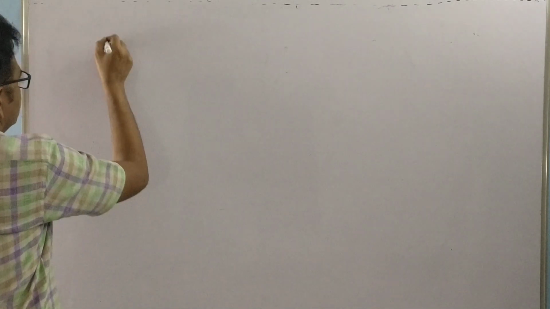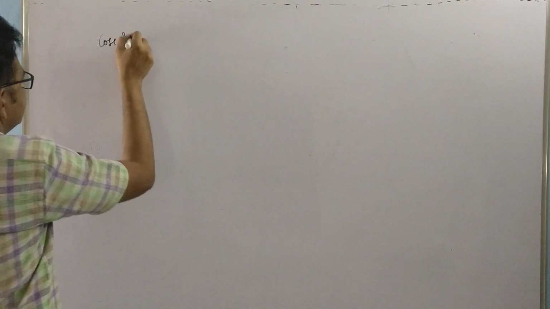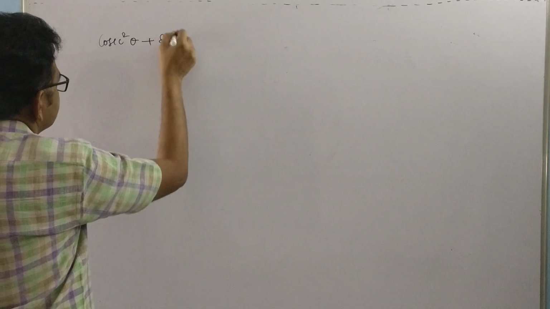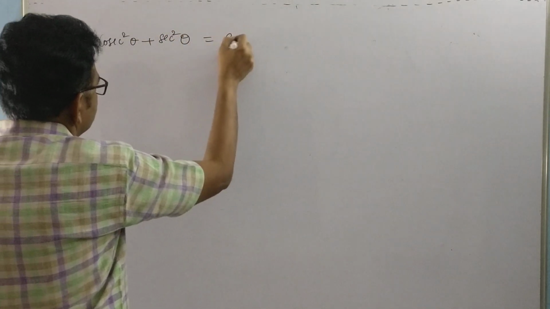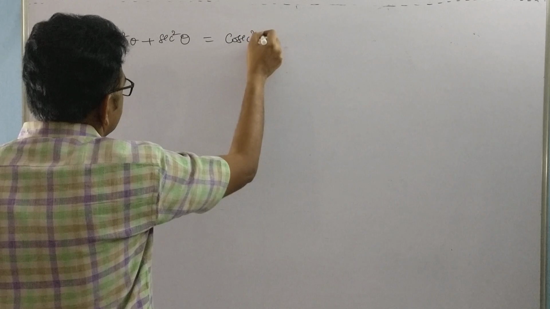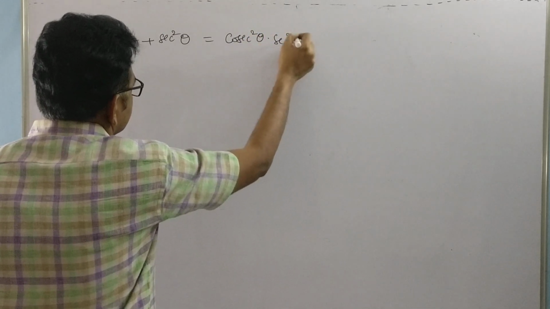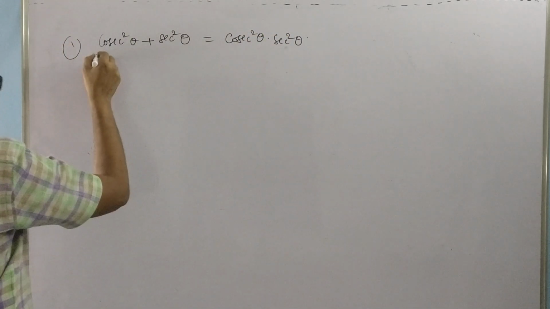Next one, some results. Cosecant square theta plus secant square theta is equal to cosecant square theta into secant square theta. So this is the one result.